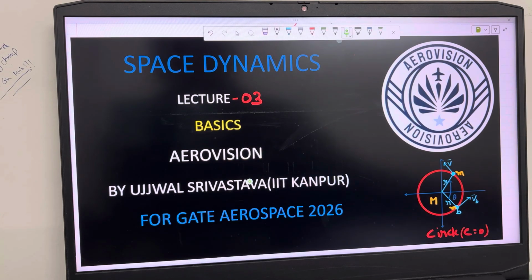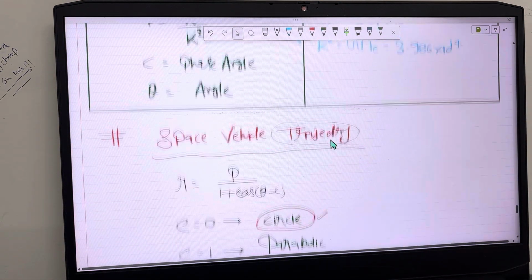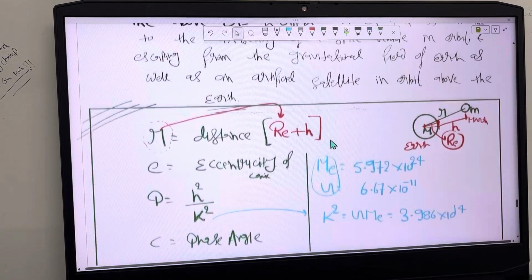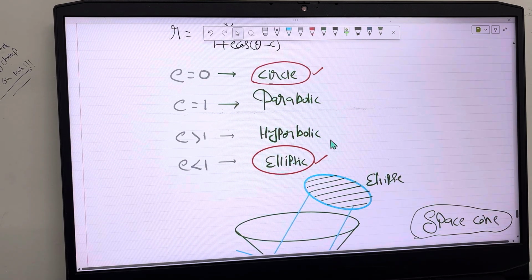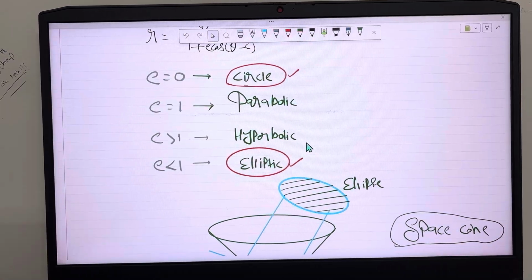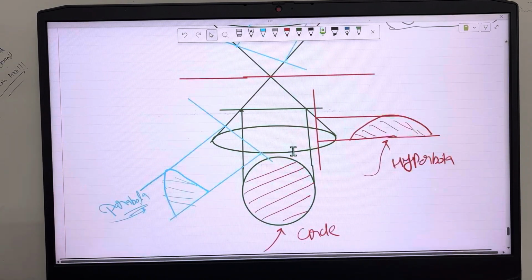So in the previous class we did space trajectory and all those things. I hope you are understanding all the things. And then let me proceed next.